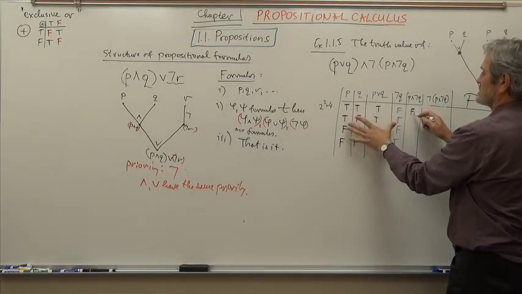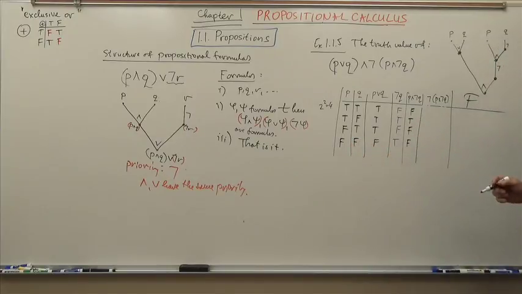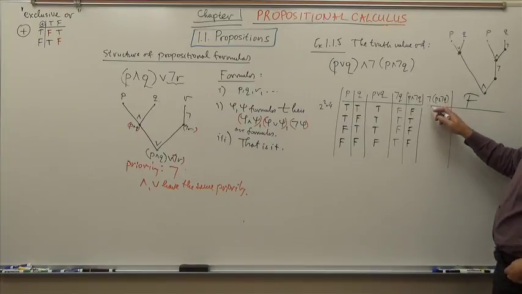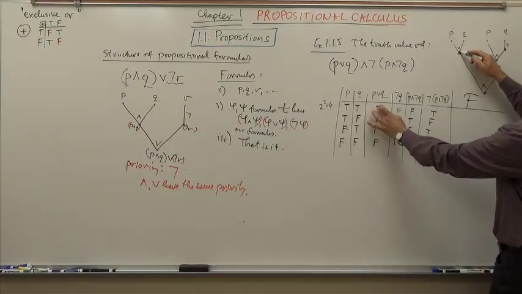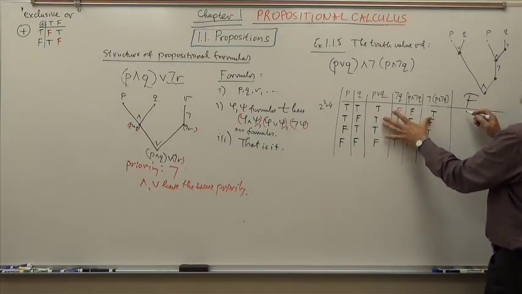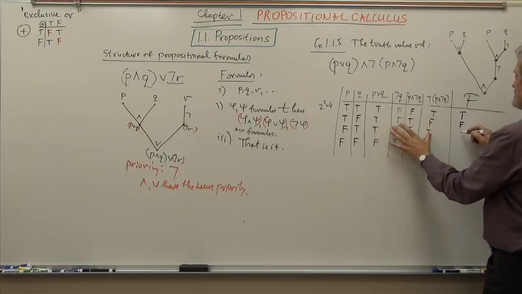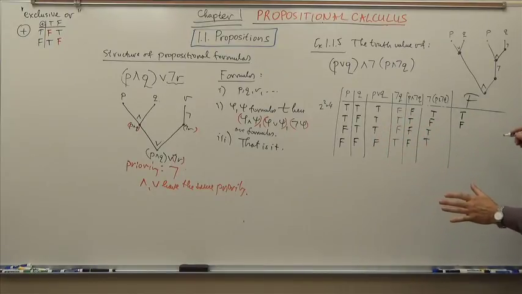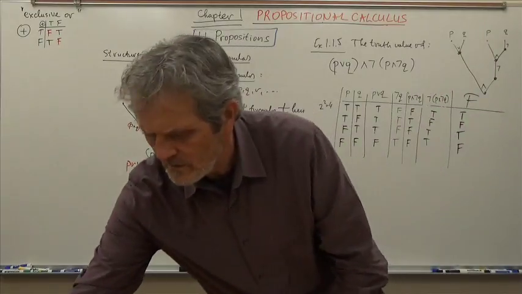True and false is false, true and true is true, false and false is false, false and true is false. Now the negation of the previous line, so that means just invert everything. And at the end, I take the line P or Q and do AND between them. True and true is true, true and false is false, true and true is true, and false and true is false.